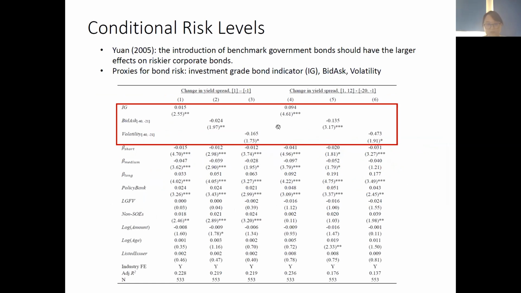Finally, we also did some further tests to look at the heterogeneous effect for the corporate bonds. The rationale is that the reference role of the sovereign bond on corporate borrowing costs should be higher for riskier bonds than less risky bonds. That's exactly the model prediction by Yuan 2005. So here we look at the change in yield spread, conditioning on the riskiness of the bond, and we use an investment grade indicator, pre-event bid-ask spread, and pre-event volatility to proxy for bond riskiness. And indeed, we find that the change in yield spread is stronger for non-investment grade bonds, for bonds with higher bid-ask spreads, and for bonds with higher volatility.